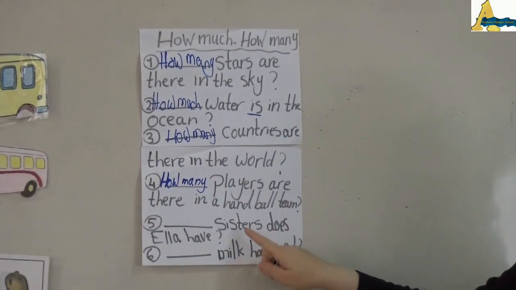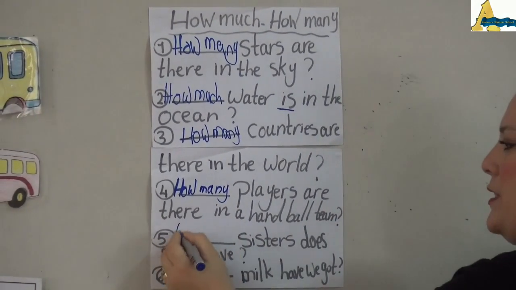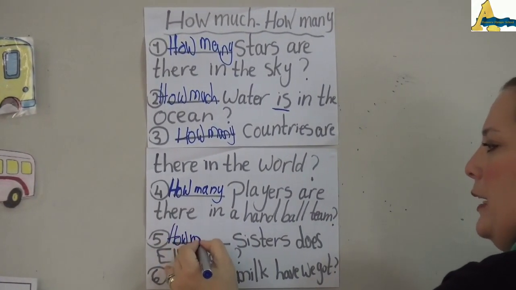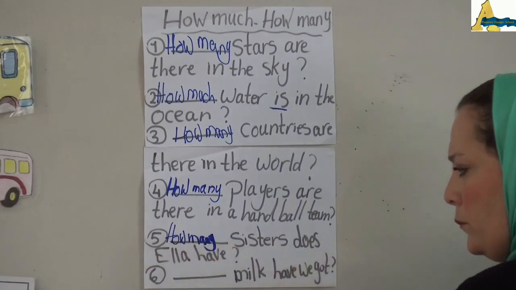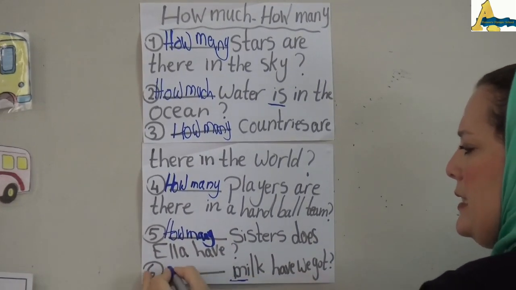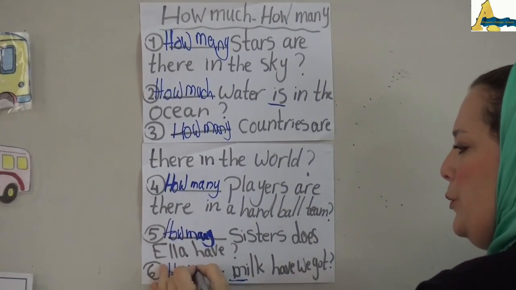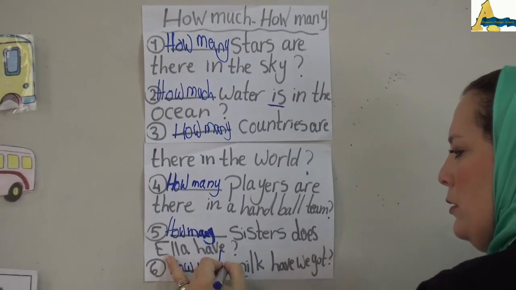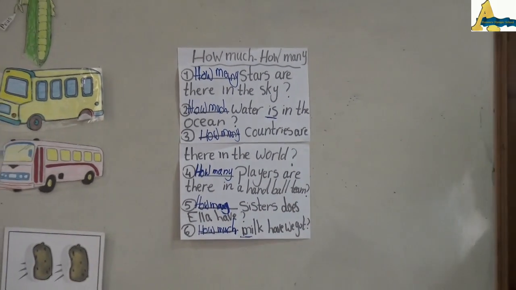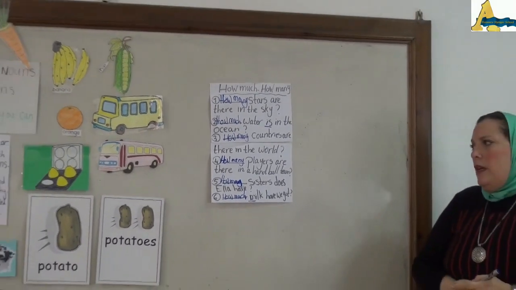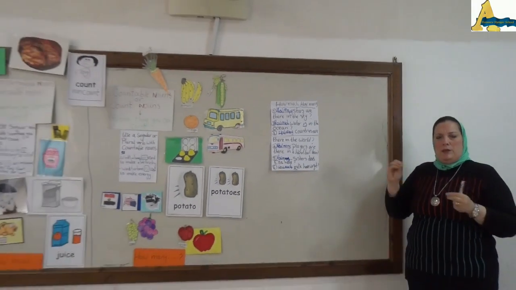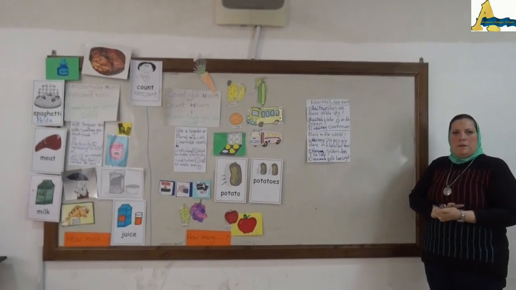Sister, does Ella have the same sisters? Of course, it's a countable noun. We will use how many. Milk, it's an uncountable noun. You will use how much. Of course, these sheets are in your grammar booklet. You can refer to it. And you have two small exercises. I want you to answer them. Thank you very much.